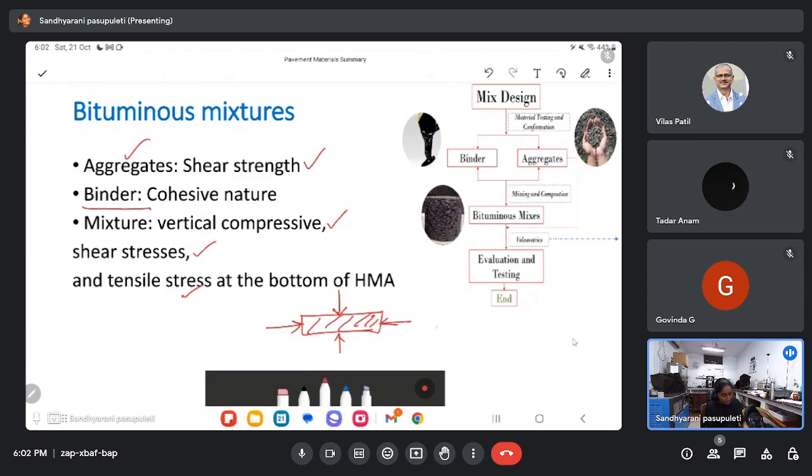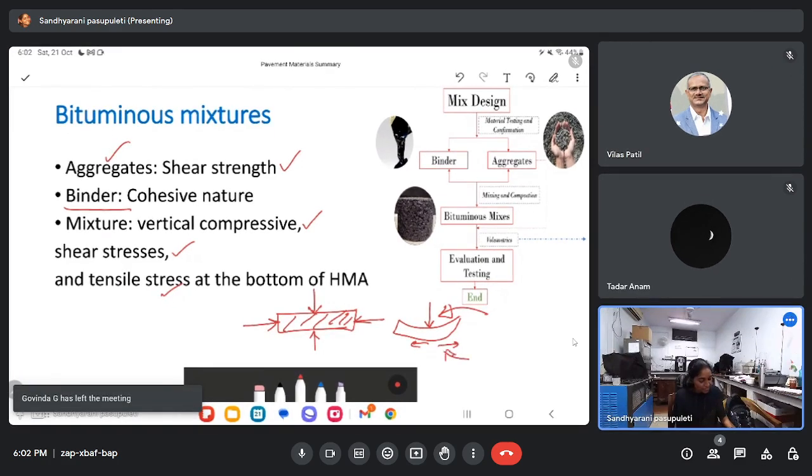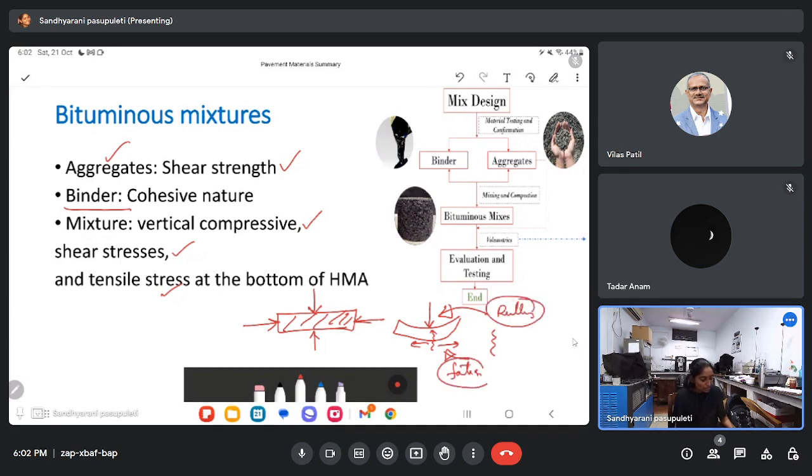So as the load is increased, there is a chance that this can bend. Then there will be some tensile stresses produced at the bottom. There can be compressive stress at the top. These compressive stresses will lead to rutting and sometimes top down cracking. The bottom tensile stresses will cause bottom up cracking, that is, a crack will be initiated here and it will propagate to the top. This is what we call fatigue. So fatigue and rutting are the two main distresses that we observe on the pavement.